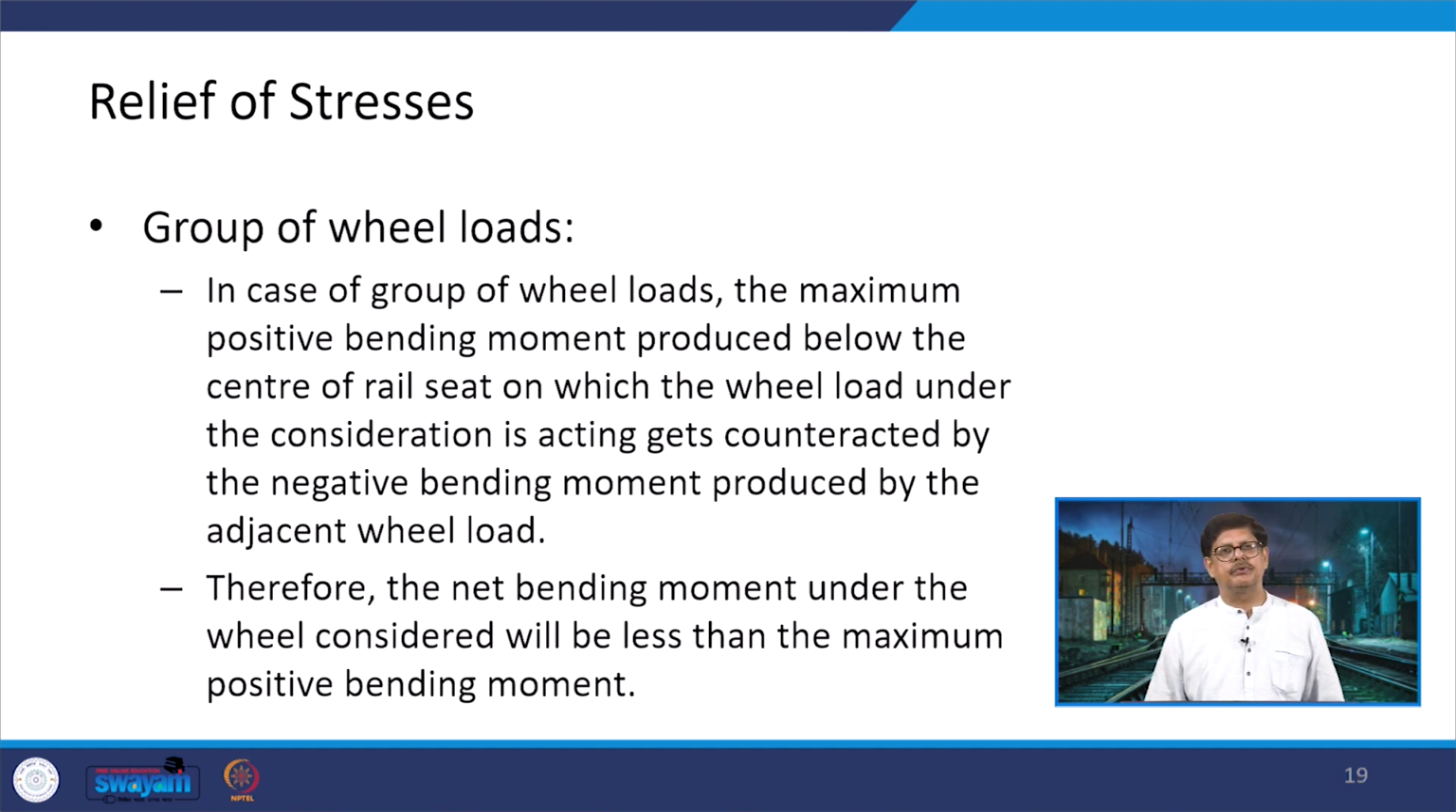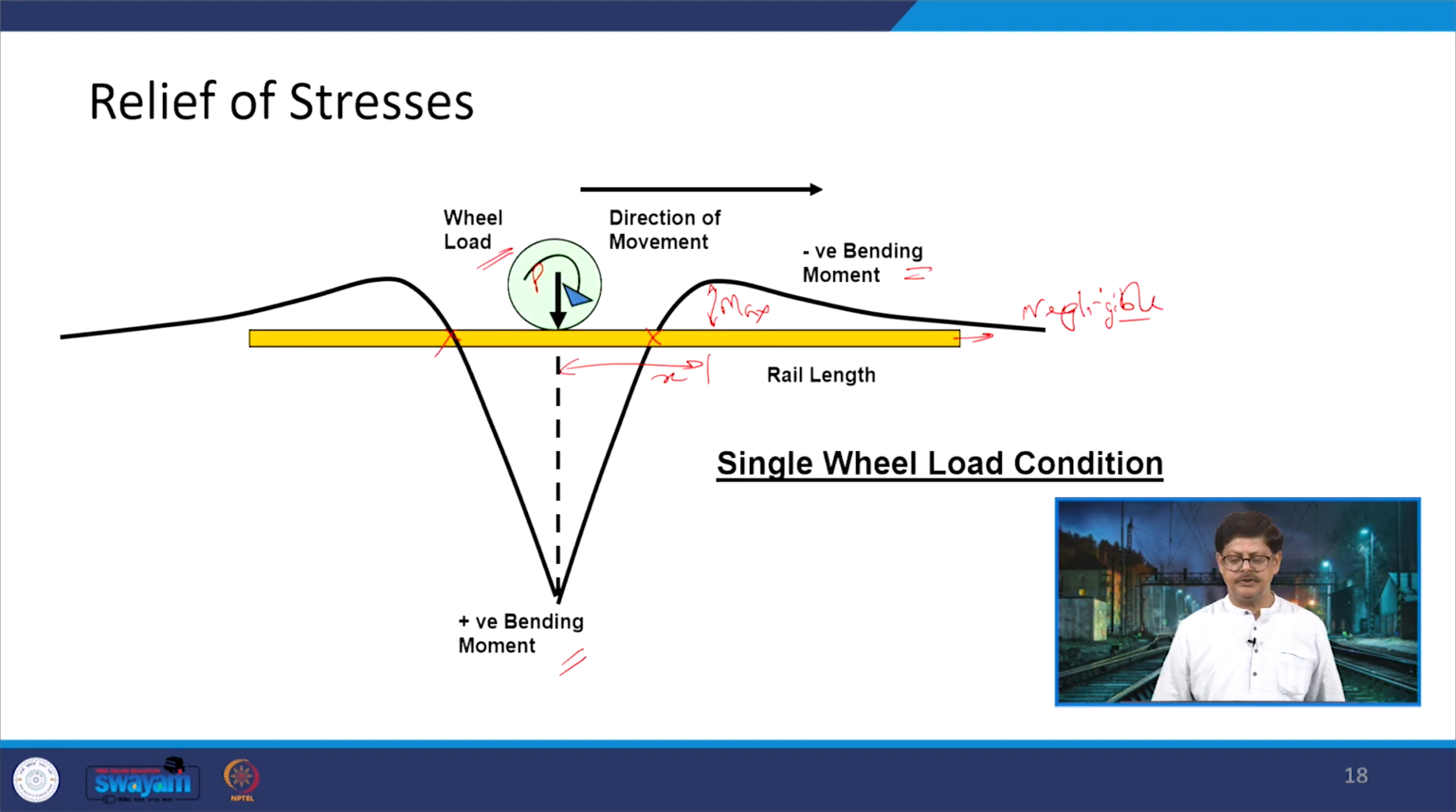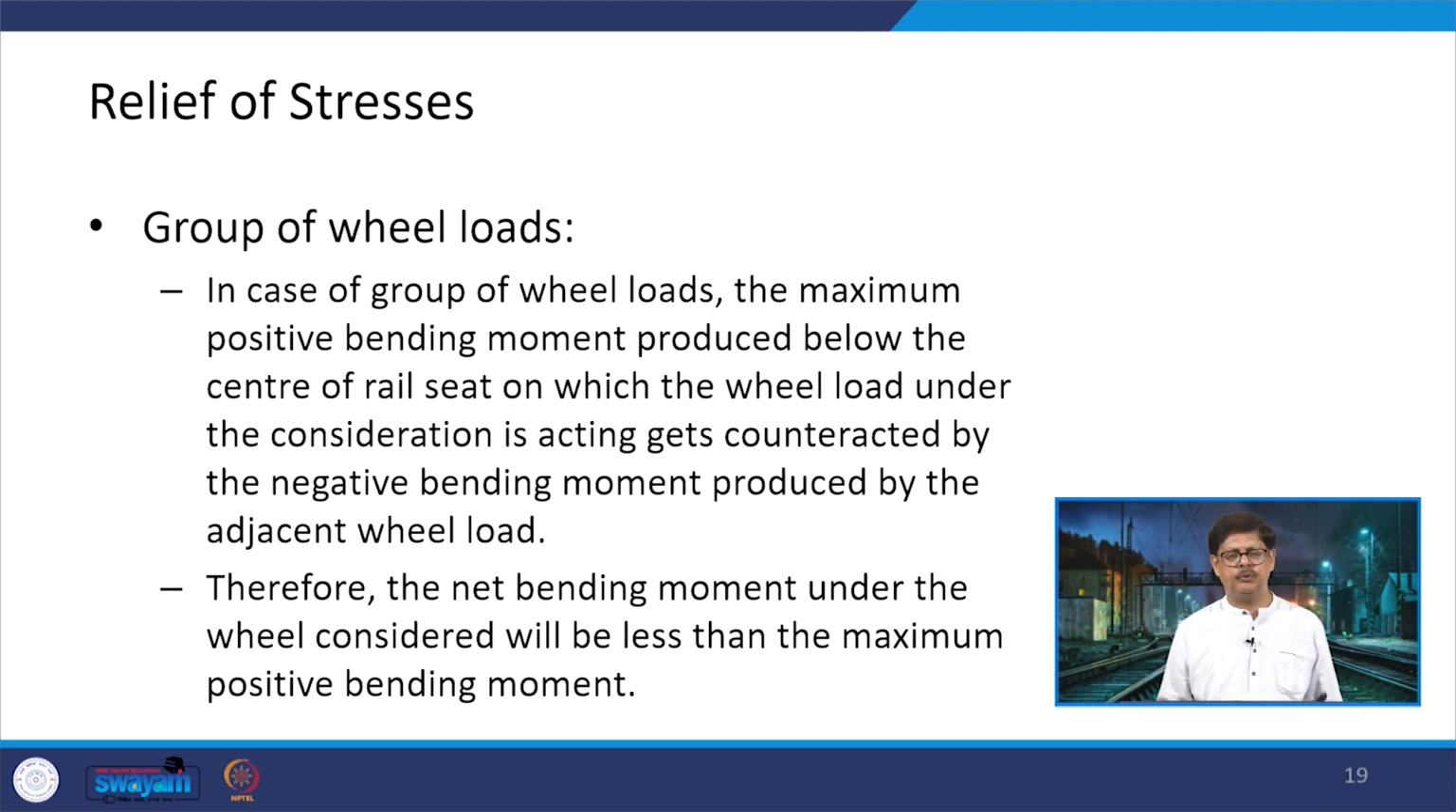Now, let us talk about the group of wheel loads and what is happening. We have understood that if there is only one wheel, how the bending moments are going to be created and where the positive or negative moments will be. Now, we are going to apply two wheels or more than two wheels and see what will happen. In the case of a group of wheel loads, the maximum positive bending moment produced below the center of the rail seat on which the wheel load under consideration is acting gets counteracted by the negative bending moment produced by the adjacent wheel load.